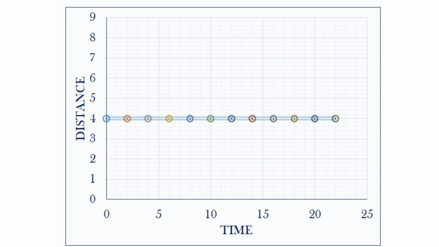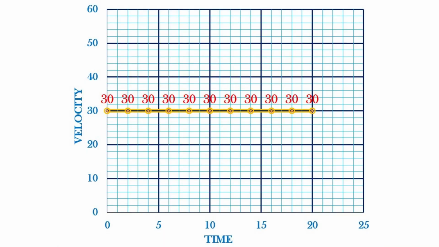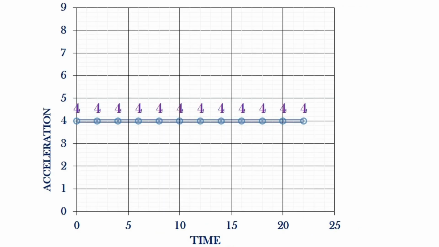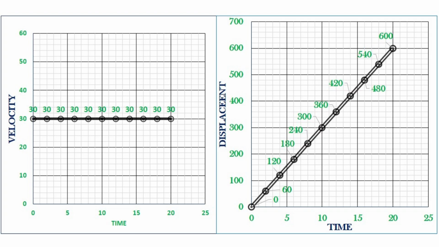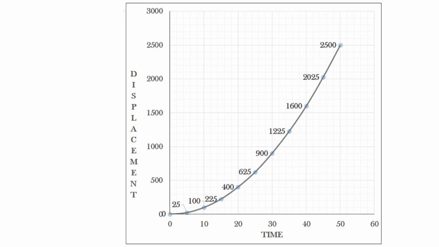In the last series we observed the first graph for a body at rest, the second graph for a body traveling at constant velocity, the third graph for constant acceleration, the fourth graph for displacement under constant velocity and zero acceleration, and the fifth graph for displacement under constant acceleration. Let's combine all our previous learning of graphs.